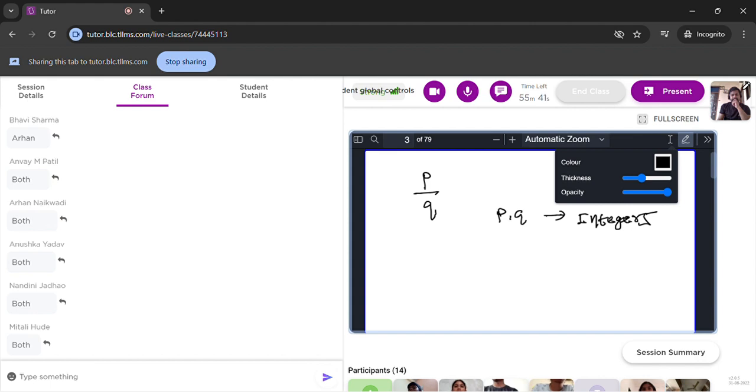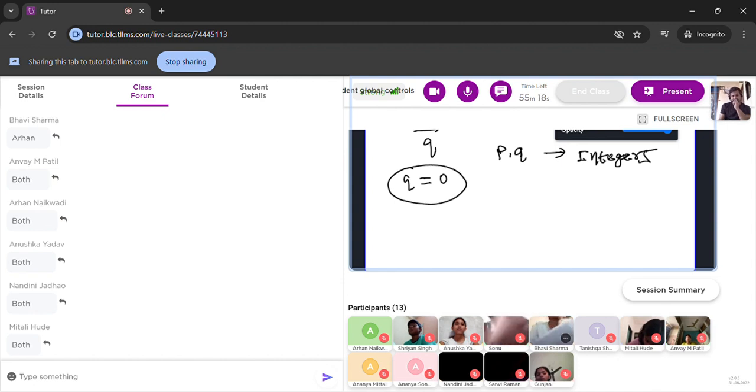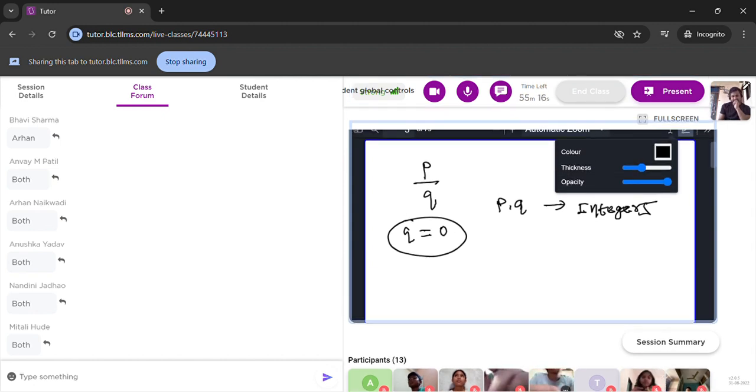Sir, integers include positive and negative numbers. Okay, good. So in place of p and q, it can be any number. It can be any positive number or any negative number, but in place of q we write 0, and in place of p we write minus 2. So we have only one restriction in the denominator: there should not be zero.